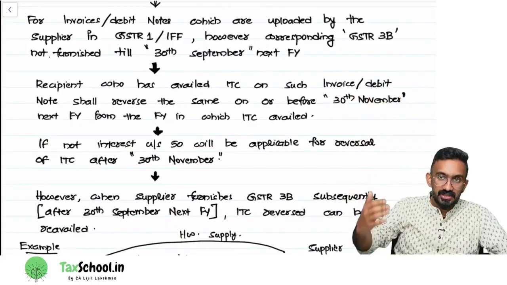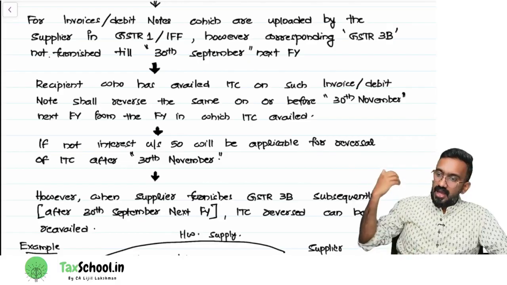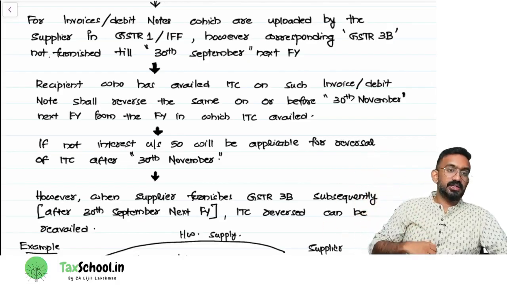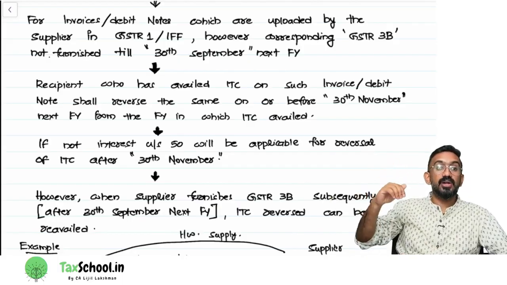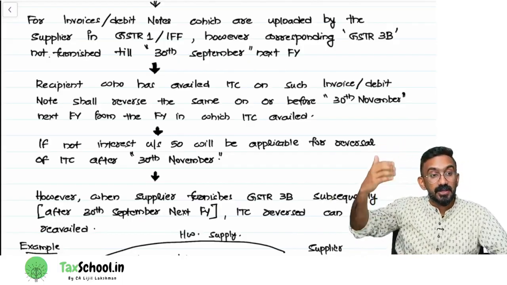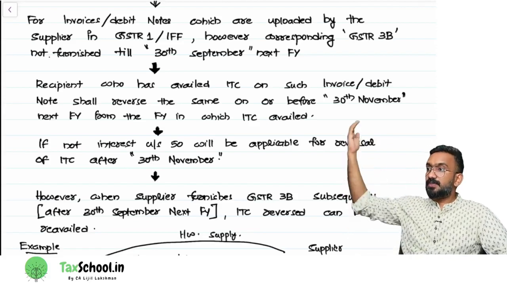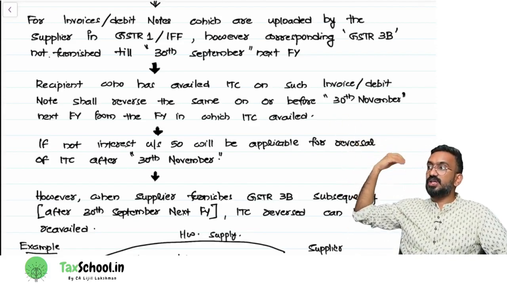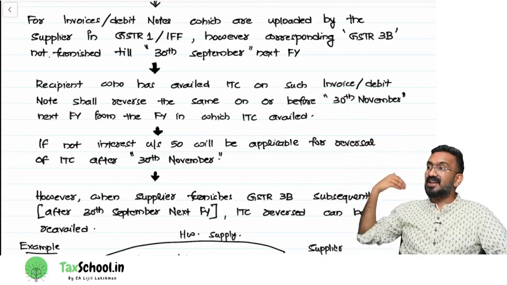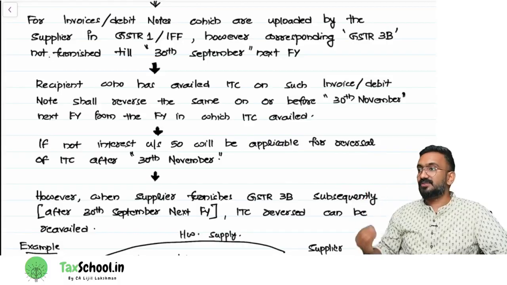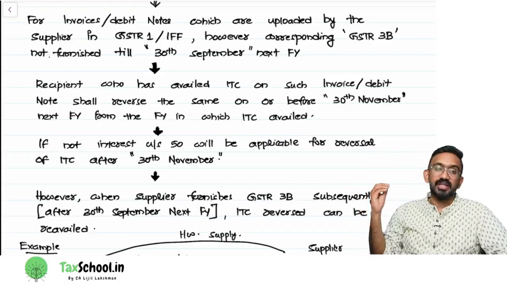I purchased it in January, and he uploaded it in his GSTR 1, it reflected in my 2B, I took the credit, but he did not file 3B. Till what time? Till 30th of September next financial year, he did not do that. Then the recipient who has availed ITC on such invoice or debit note shall reverse the same on or before 30th November next financial year from the financial year in which ITC is availed.